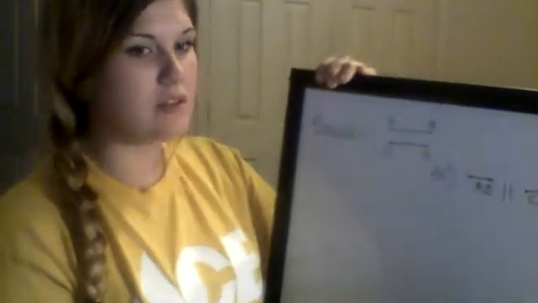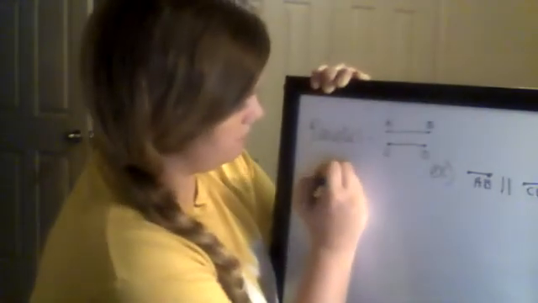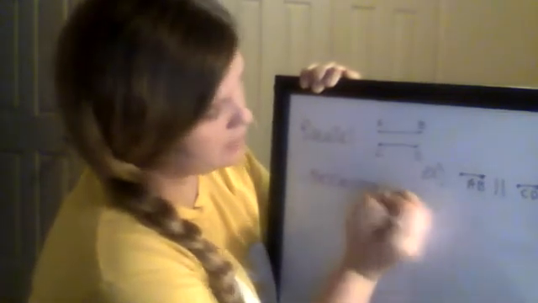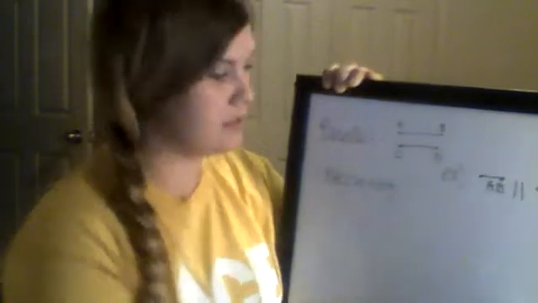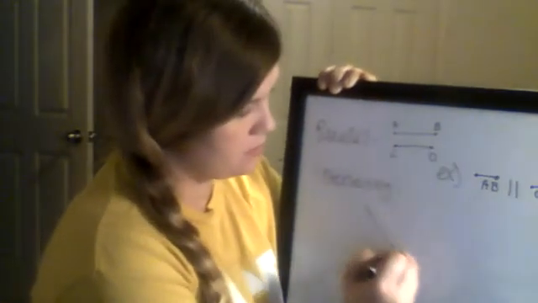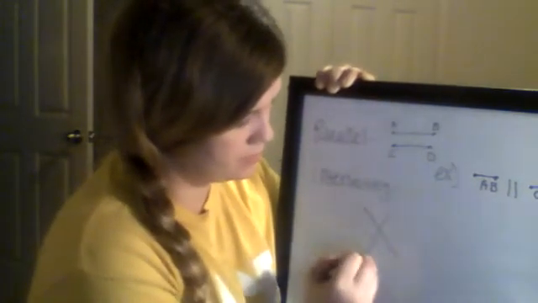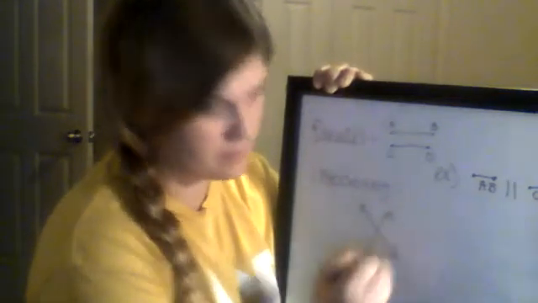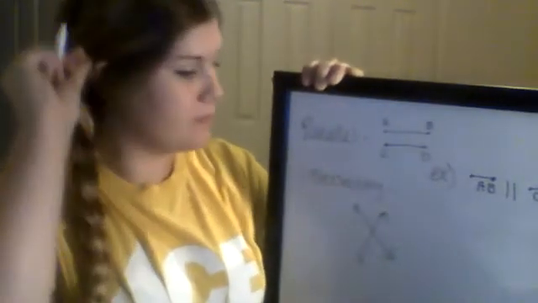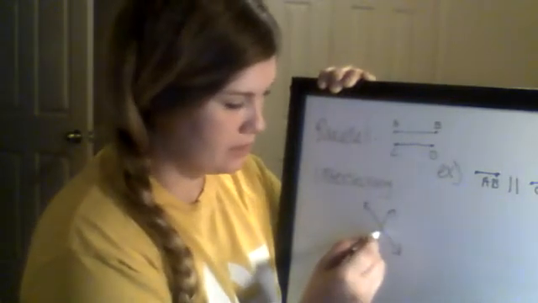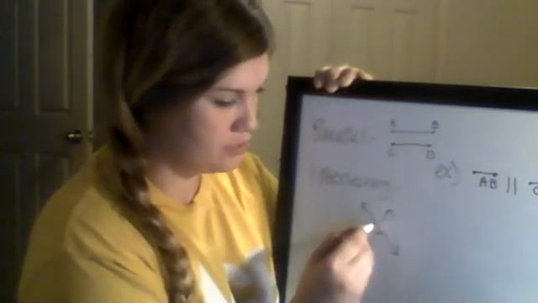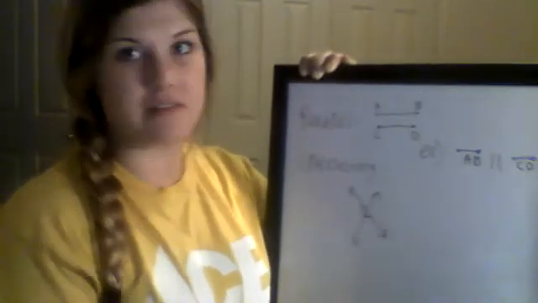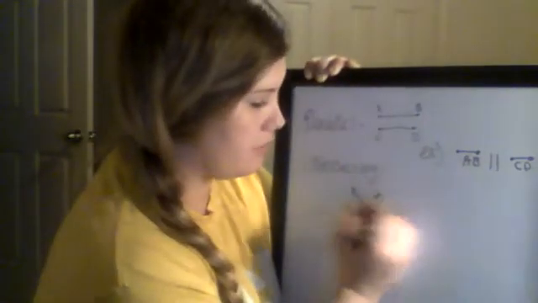Okay, so after that we have intersecting lines. Now an intersecting line would look similar to this. Okay? So as you can tell right here, this is an acute angle and an obtuse angle. And that's important, and I'll tell you why later.